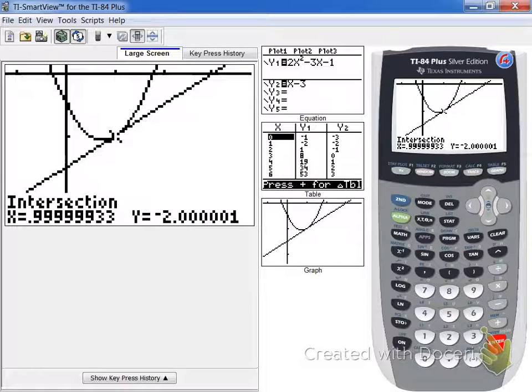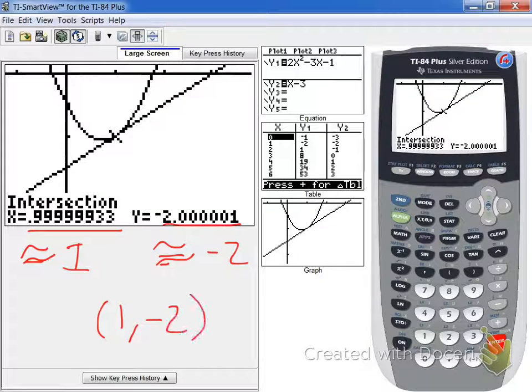And we see that our intersection here is at x equals 0.999999 and y equals negative 2.0000. When you have a really long decimal like this, whenever you have that many nines or that many zeros, you can approximate this. So this will become approximately 1, and y will become approximately negative 2. So my intersection will occur at (1, negative 2).